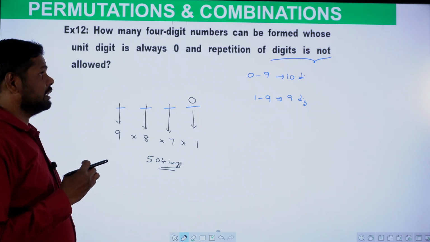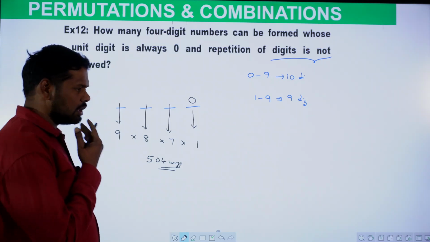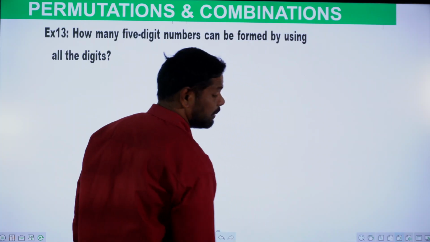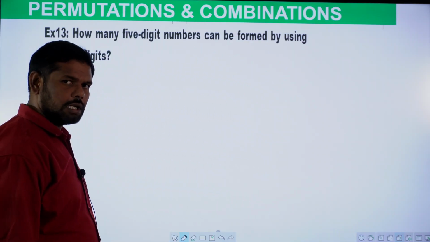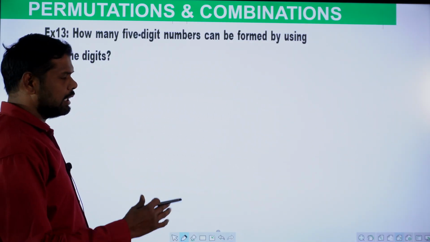This is the type of question on analyzing numbers in permutations and combinations. Many PYQs are there. We will discuss PYQs also, then you will have a clear idea.